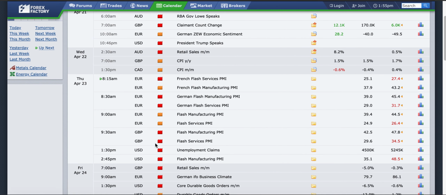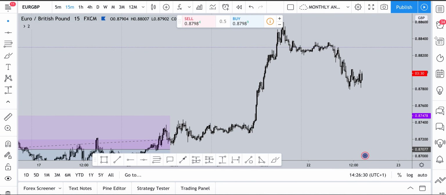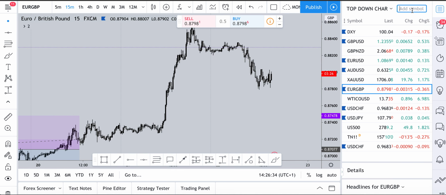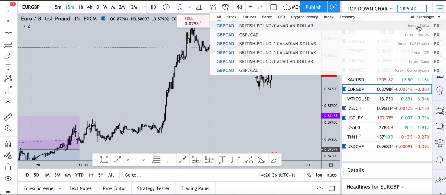Today, what do we have? Aussie dollar, pound, Canadian dollar news. So those pairs are going to move. CAD, see that come out negative, right? Let's try and have a look. See if we got. Let's do like the pound CAD.